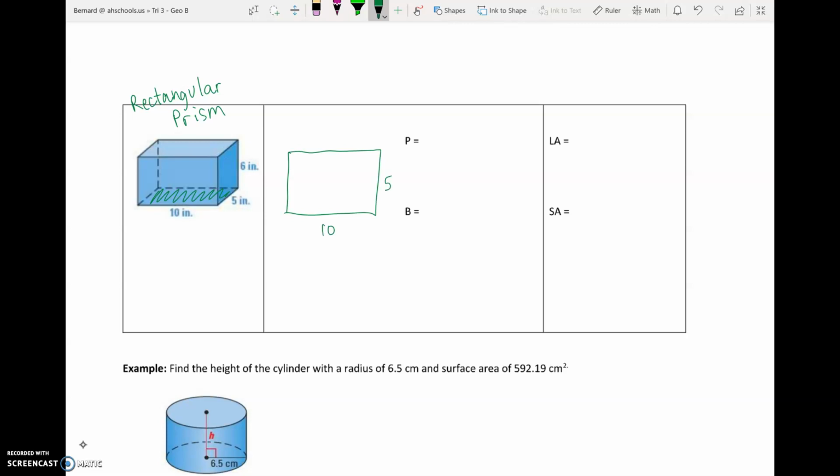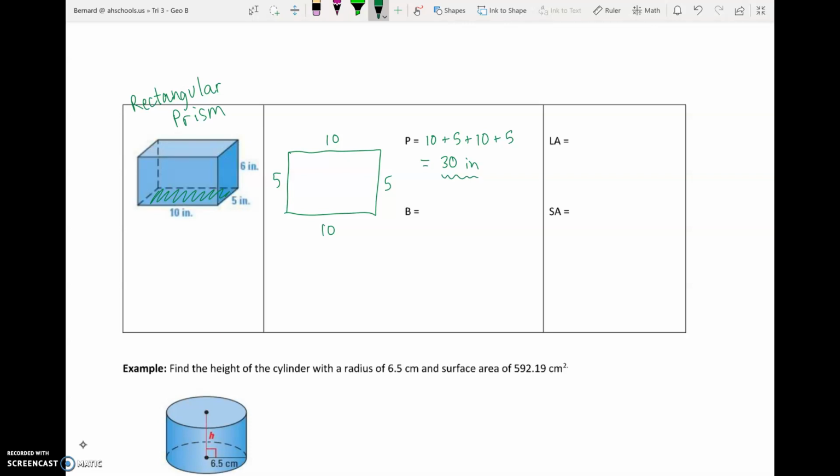And we know in a rectangle, opposite sides are always the same. And so if the bottom's 10, top's 10. If the right's 5, left is 5, which is awesome for the perimeter, because for perimeter, we just add all those together. So 10 plus 5 plus 10 plus 5. When we add all of that, we should be getting 30 inches as our perimeter. So we'll use that to find lateral area in a second.